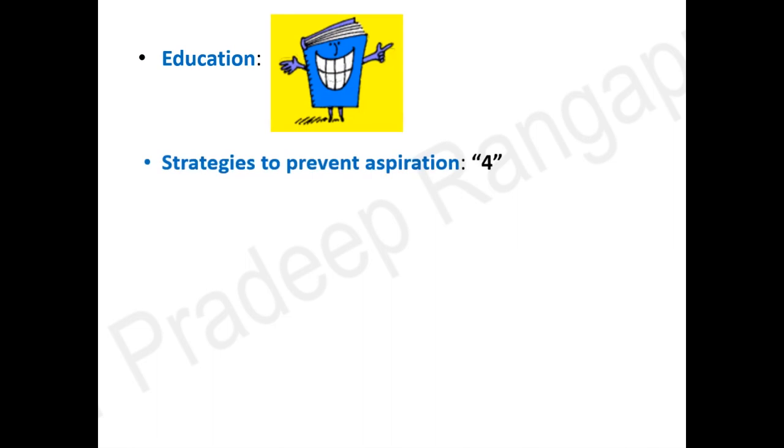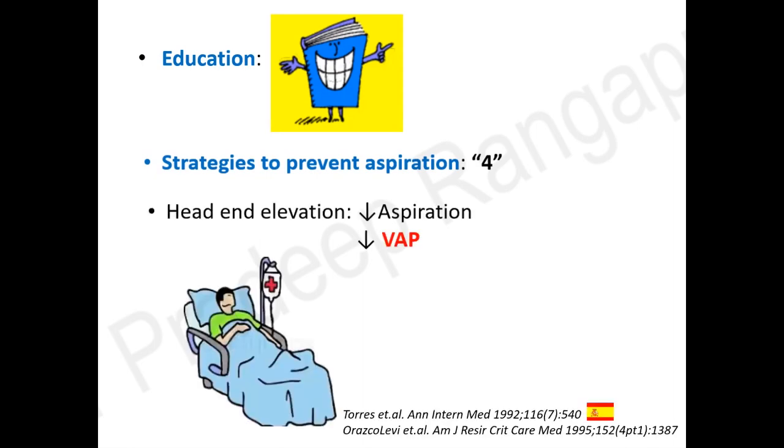So we'll move to the second. So this first domain is all the general measures. The second domain is the strategies that we need to adopt to prevent aspiration of these colonizers in the aerodigestive tract. One of the simplest things that we could adopt to reduce the risk of VAP is head end elevation. And I'm sure every listener would know the acronym that we use in ICU called FAST HUG. So in FAST HUG, the H stands for head end elevation.